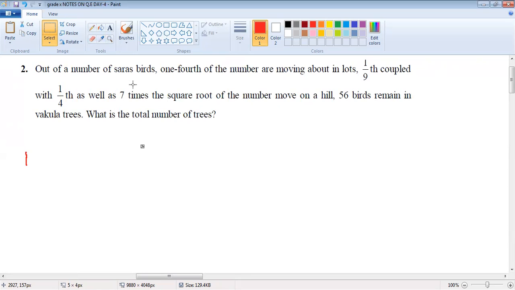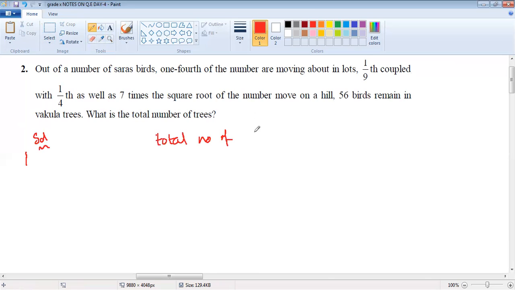Sir, can we take the number of birds to be x square? That's up to you. Whatever you are taking, that's up to you. So we will take, sir, first the number of birds to be x square. Number two, we will take the number of birds moving from the lotus plant as x square by 4. Total number of birds x square, right?